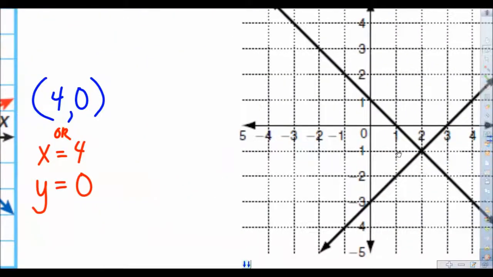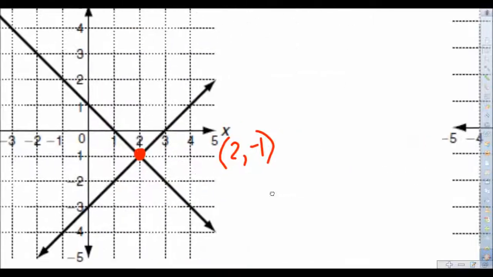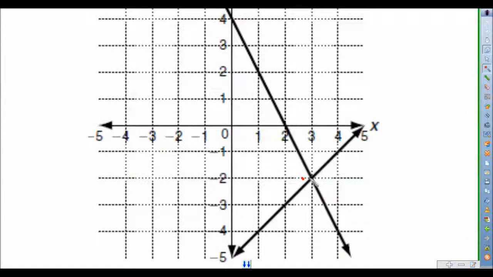If you look at the next example, where's this solution? Right there. (2, -1) would be our solution. Moving on. Where's our solution here? Right there. Remember when we list our solution, x first, y second? I'll just do it this way this time. We'd call it x equals 3, and then our y would be equal to what? -2. Makes sense, right? So you should be able to roll through these here.